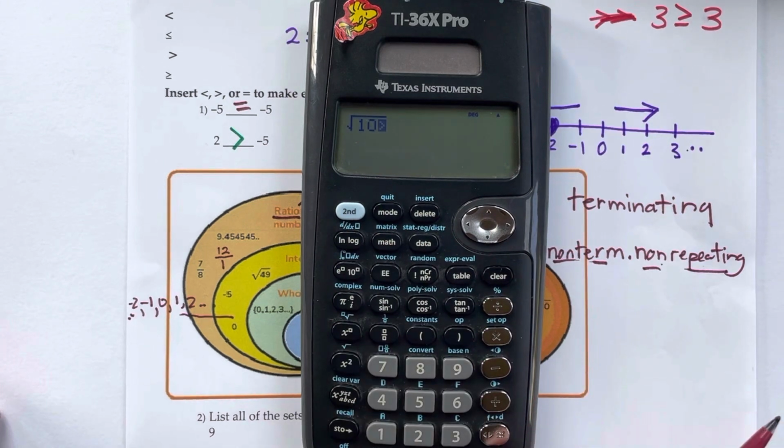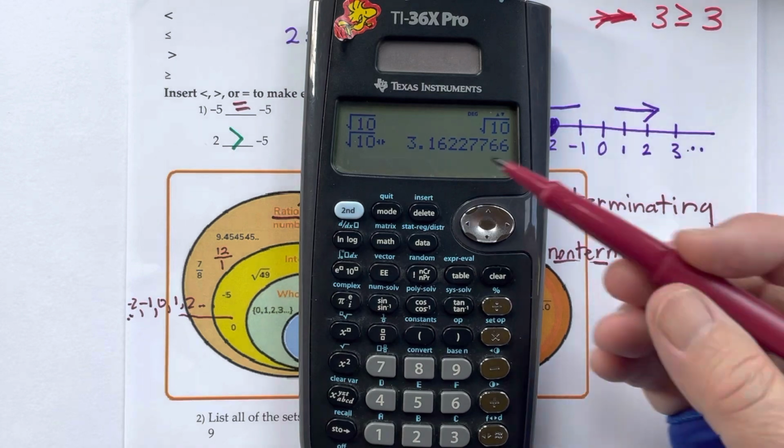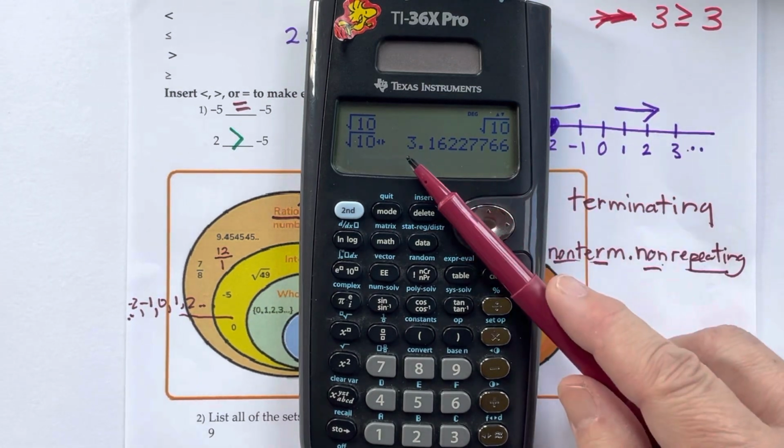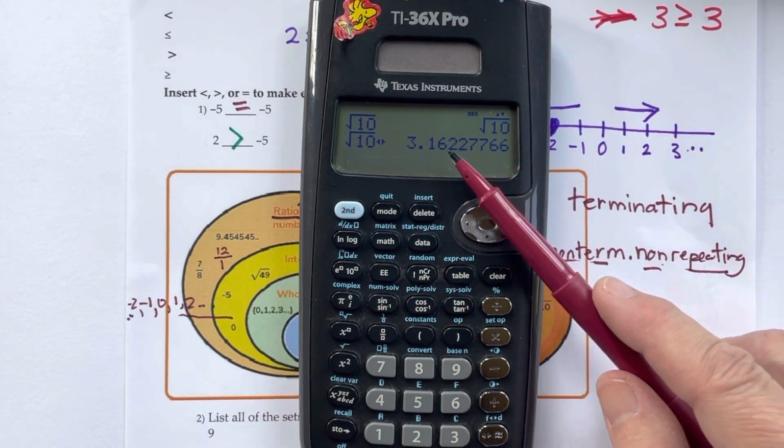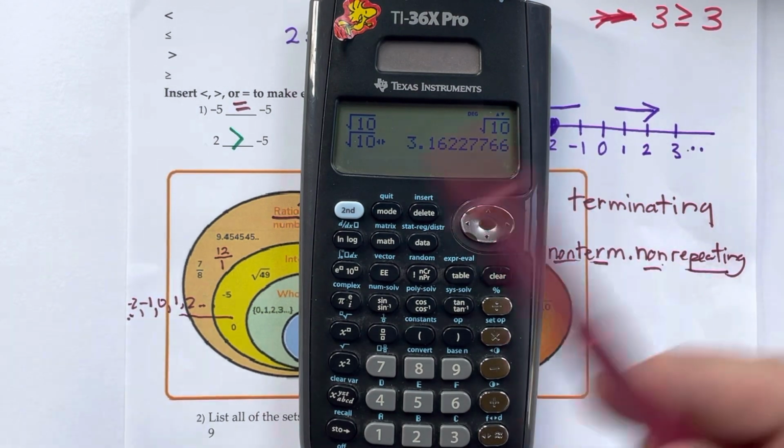Square root of 10. Sometimes I get to looking at the camera and goof up. There we go. And it's kind of close to pi, isn't it? 3.1622. It's an interesting pattern, but it isn't repeating. It just keeps going, it went from 2 to 7 to 6. It just keeps going like that.